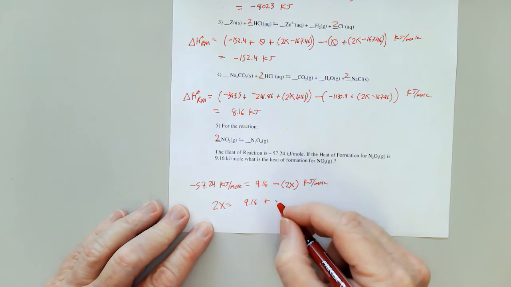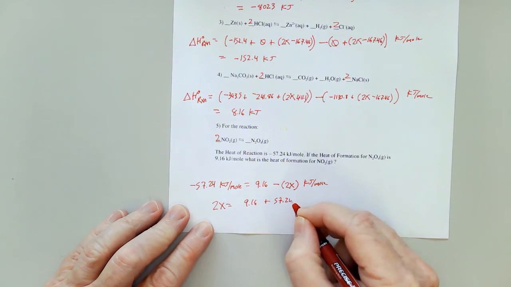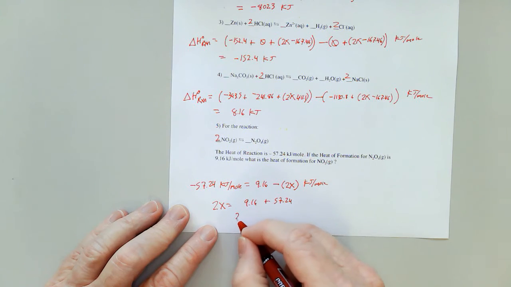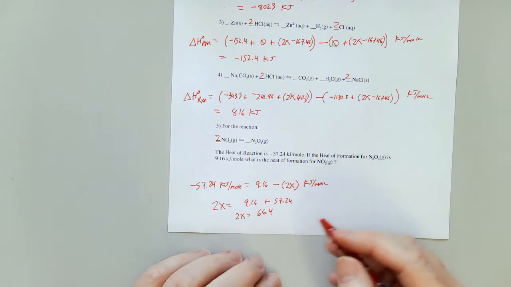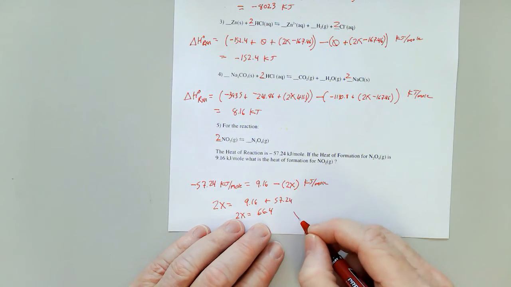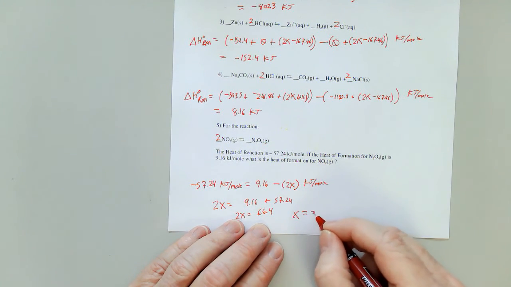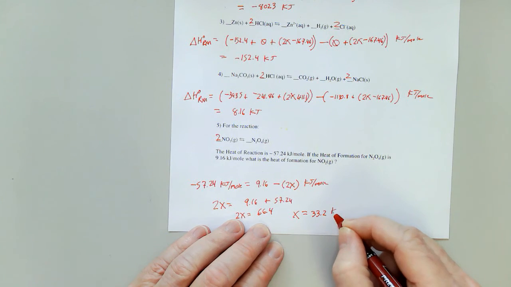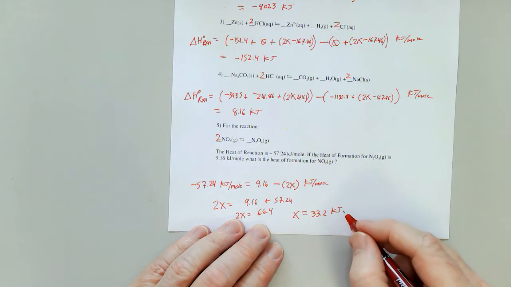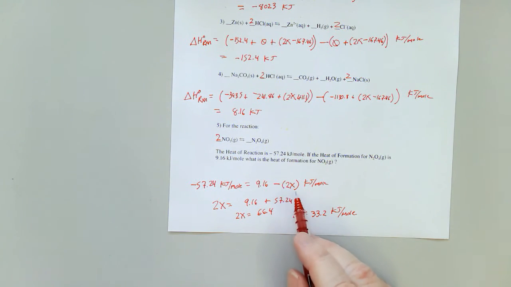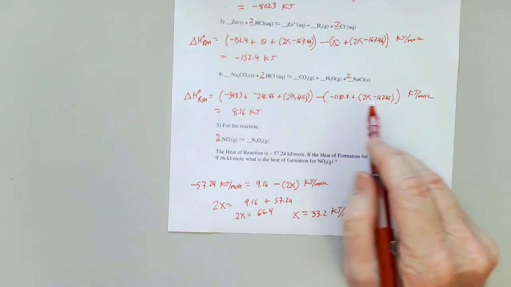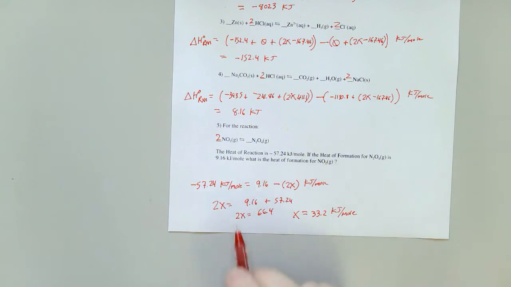9.16 plus 57.24, or that 2x is going to equal 66.4. Add those together, and x itself is going to equal 33.2 kilojoules. And it's actually per mole. So that's what's more often going to happen to you on the AP exam. One of them will be missing. Hopefully it won't be as complicated as this. Usually something pretty straightforward like that.